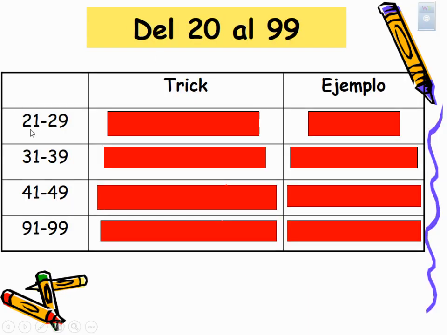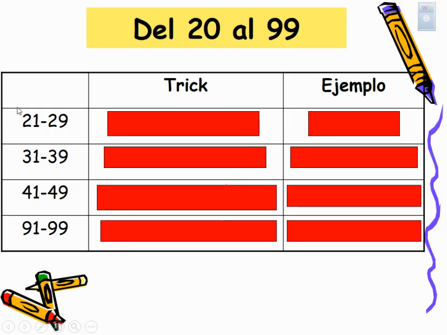Okay, so now we're going to move on to the numbers from 20 and higher. So I have numbers 21 to 29, 31 to 39, 41 to 49, 91 to 99. And I have two columns. One is labeled trick and the other one is ejemplo. I want you guys to write these numbers down too, and draw these two columns. This is going to help us remember how to make things easier when it comes to writing numbers from 21 to 99.